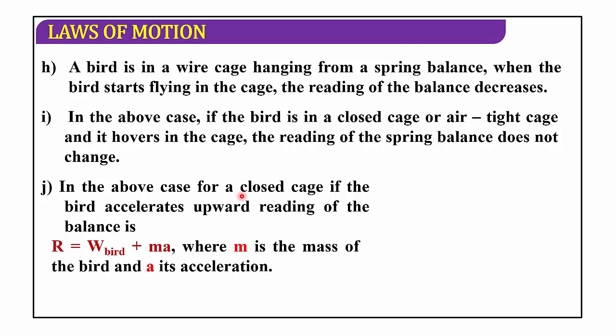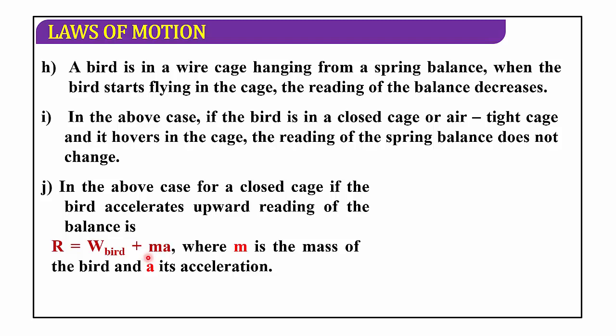The next point, in the above case for a closed cage, if the bird accelerates upward, the reading of the balance will be the weight of the bird plus ma, as it is moving upward. Is it clear? W plus ma we have to write. You can observe all these cases. In the first case, the reading of the balance decreases because it is suspended with the help of a cage. It is hanging. So when the bird starts flying, the weight starts to move down, which means g minus a, and the balance reading decreases.